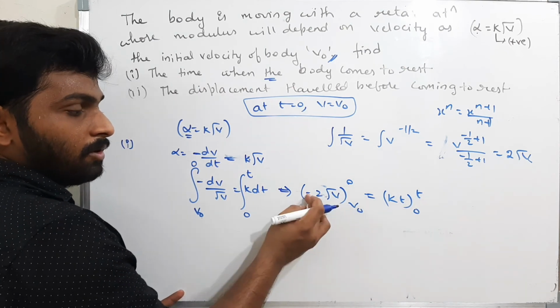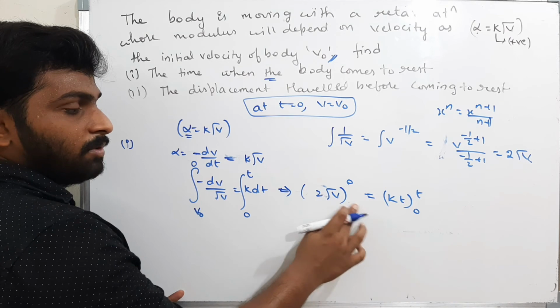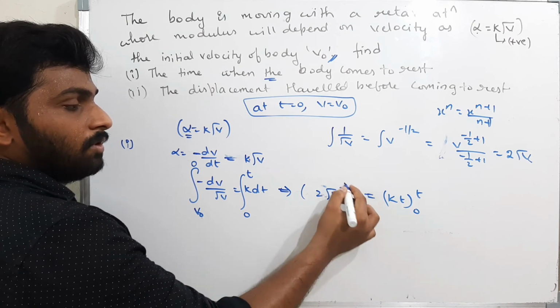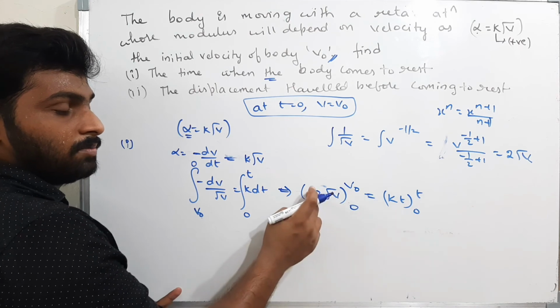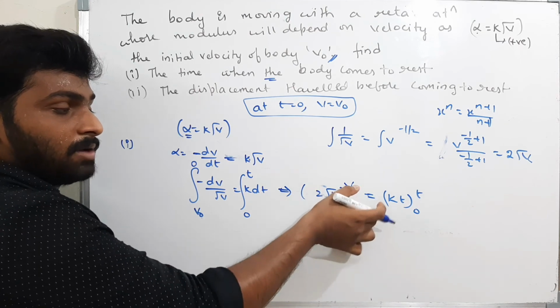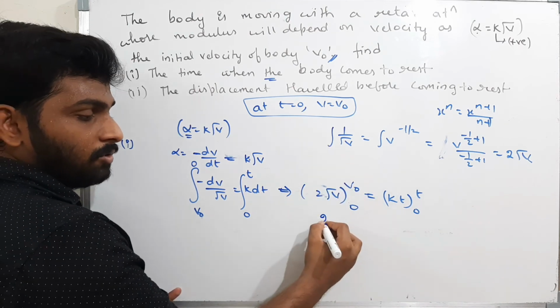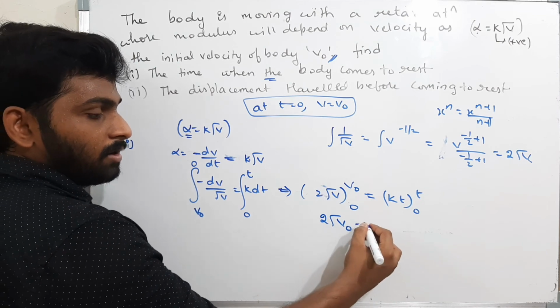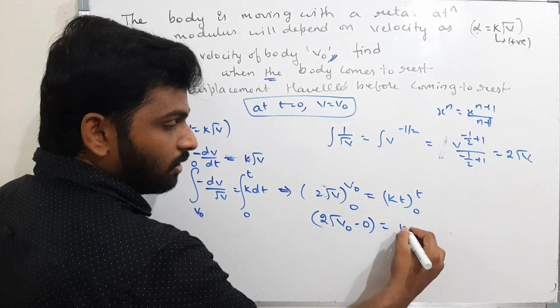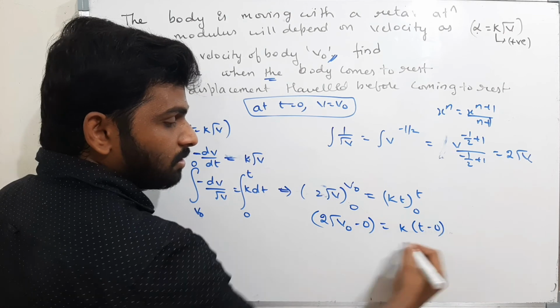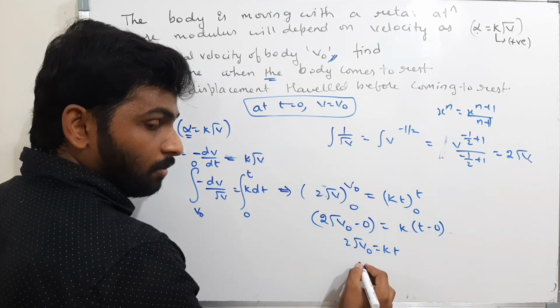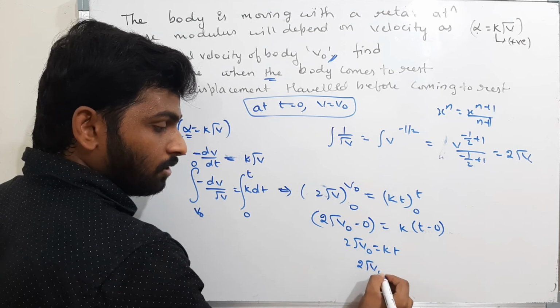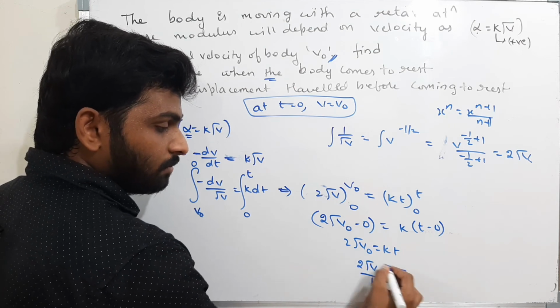Therefore, if I am removing this minus, then the limits will be changed. There is 0 to V naught. If it is minus 0 to V naught, if I remove minus, then the limits can be reversed. Therefore, keep the limits. Therefore, 2 root V naught minus 0 is equal to K into T minus 0. Therefore, 2 root V naught is equal to K into T. Therefore, 2 root V naught by K is equal to T.